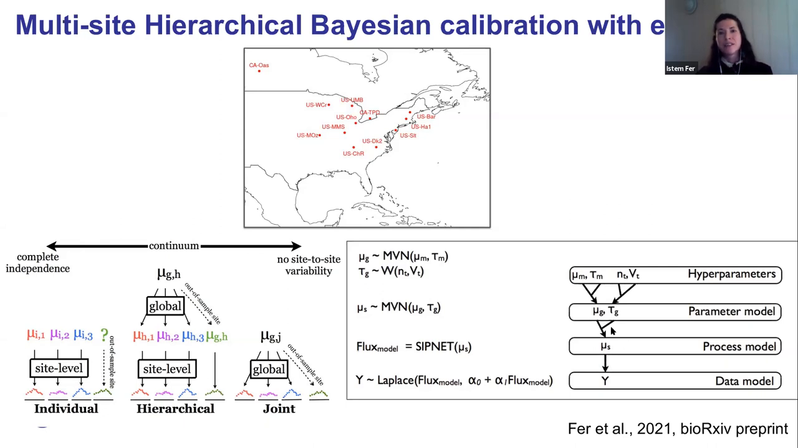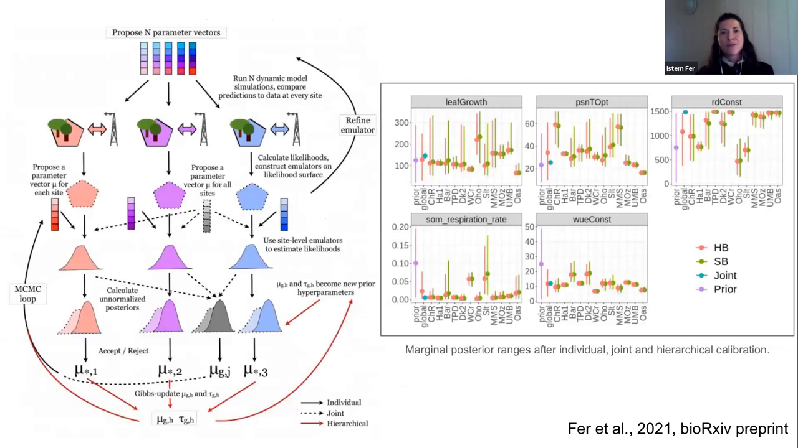And then at the hierarchical level, we model these sites to be distributed around a global, across-site global mean and variance. So hierarchical calibration or model fitting is quite common in other disciplines, but not so much in land surface model applications, probably because these models are already quite computationally expensive for these individual simple calibrations. So we again used our emulator approach in this framework.